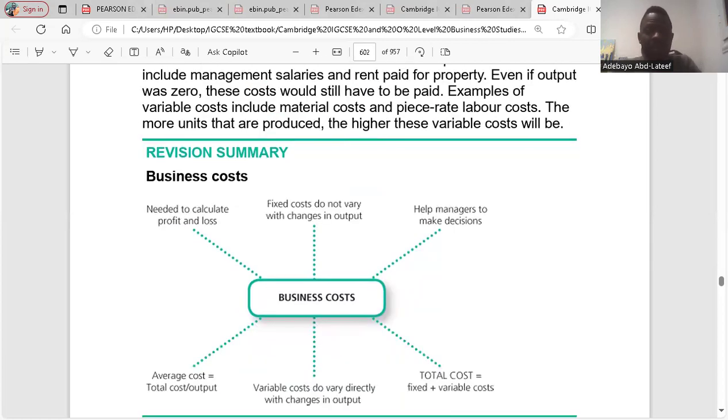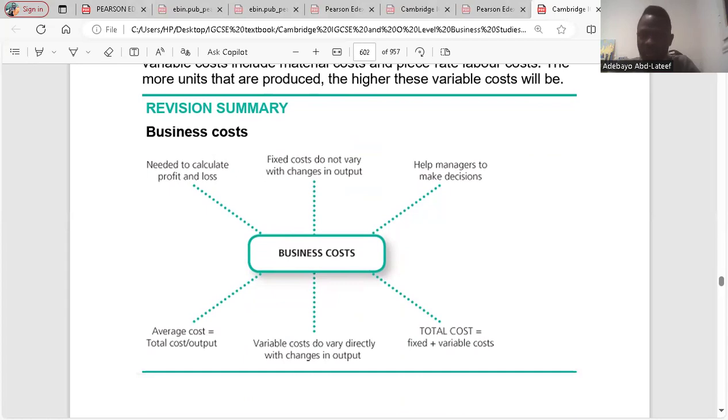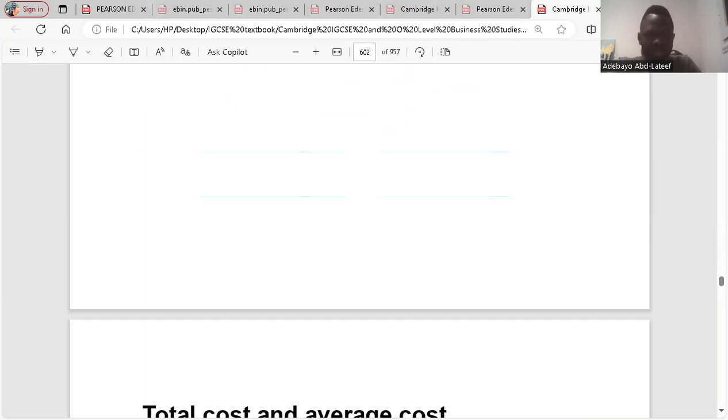So business cost, the need to calculate profit or loss. Business cost will allow you to calculate profit or loss. It allows you to know what amount of fixed cost you need. It helps managers to make decisions. And that's all about that.